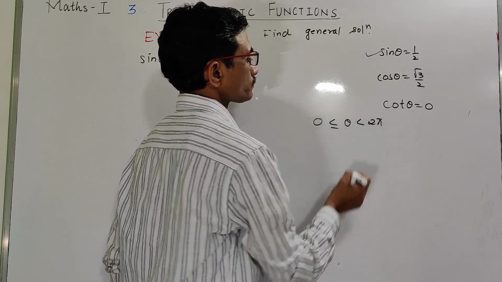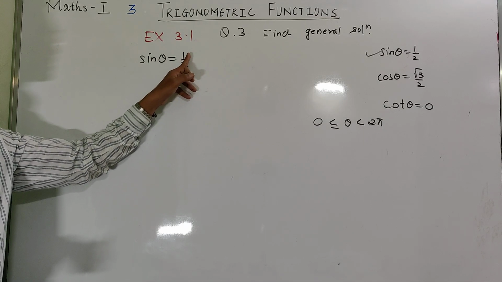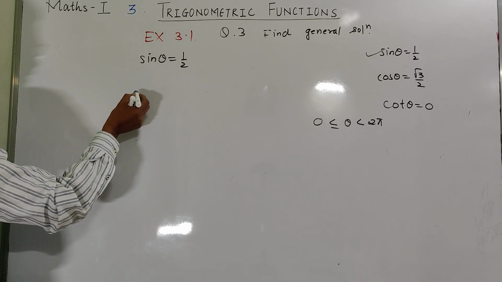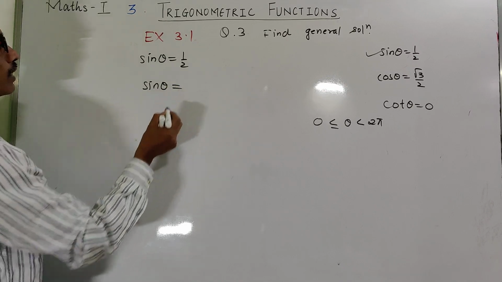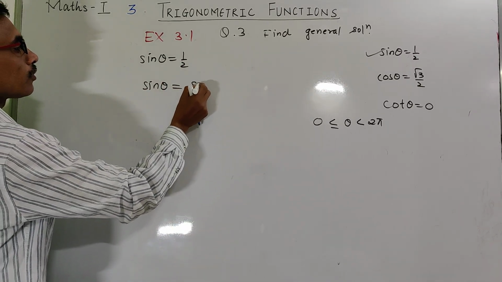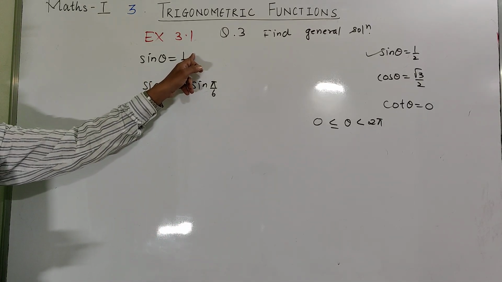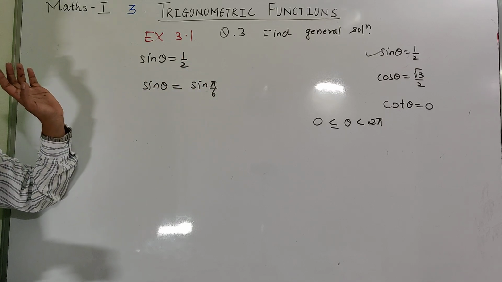So what is that angle? Sine of pi by 6. You know, sine of pi by 6 is 1 by 2. Sine 30 degrees is 1 by 2. So therefore we write sine theta is equal to 1 by 2, and in place of 1 by 2 write sine of pi by 6. Sine pi by 6 is equal to 1 by 2. The minimum angle we take is pi by 6.